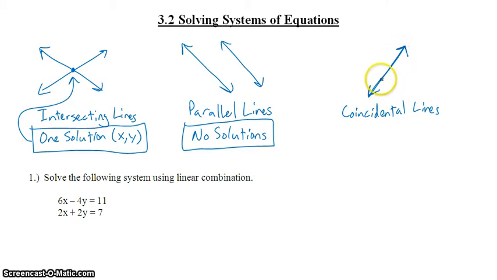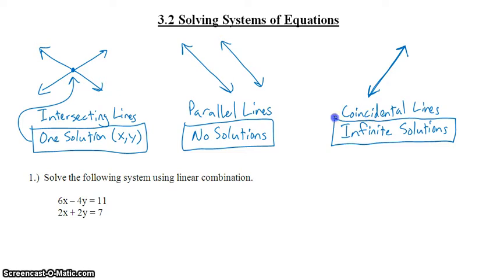So how often do these two lines intersect? Well, they intersect at every point. They intersect infinitely many times, so there are infinite solutions to this system of equations.